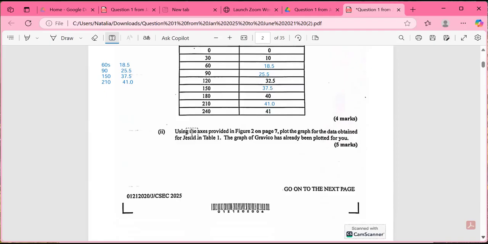So it says using the axes provided on page 7, plot a graph for the data obtained for Justid in table 1. The graph for Gravitio has already been plotted for you. So that's what we're doing right there. So this is a rate of reaction question.